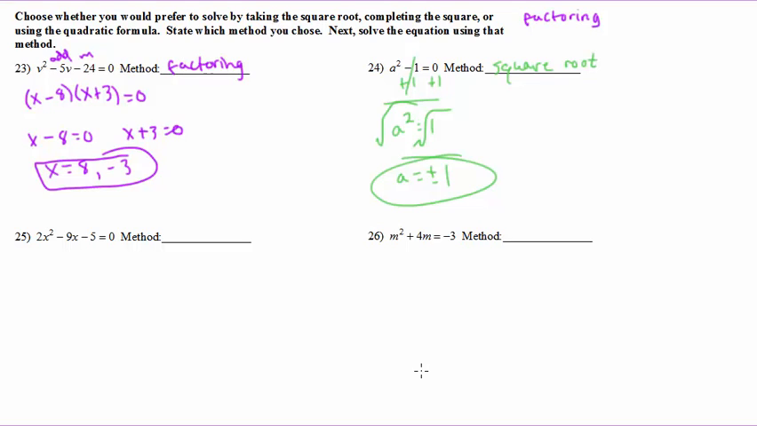On 25, we can factor, but I would not want to ever try to complete the square on something that has a number in front of x squared, and factoring with the number in front of x squared can also be difficult, so you might just try using the quadratic formula. We can't use the square root method because of that x term in the middle. But if I use the quadratic formula, it shouldn't be too bad.